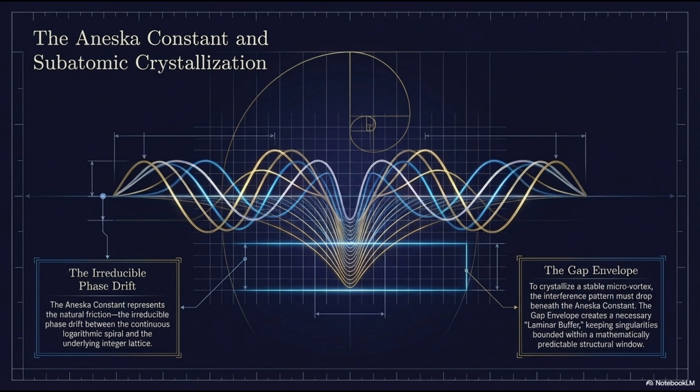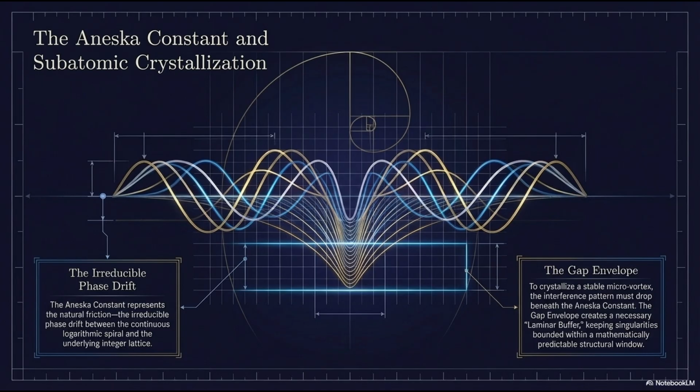It doesn't form. And actually, to prevent all these little pockets of silence from clumping together and collapsing the entire universe, IFD identifies a gap envelope. Gap envelope. Yeah. This mechanism acts as a laminar buffer, forcing a guaranteed physical distance between singularities. It's what gives matter its volume and keeps reality structurally sound. Okay, the math is beautiful, I'll admit.